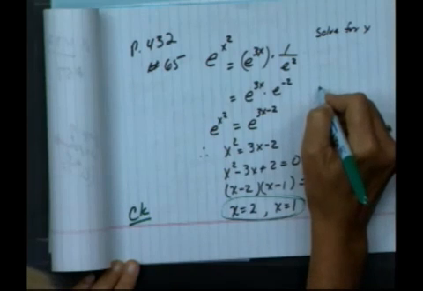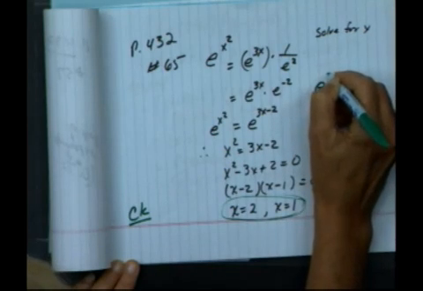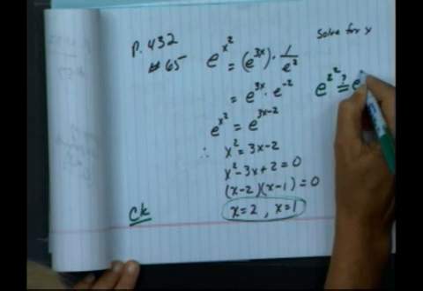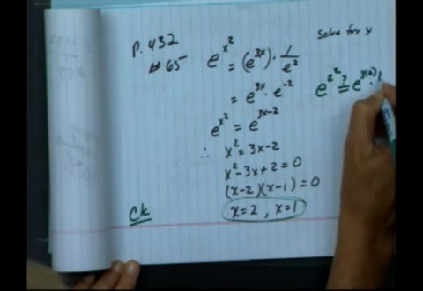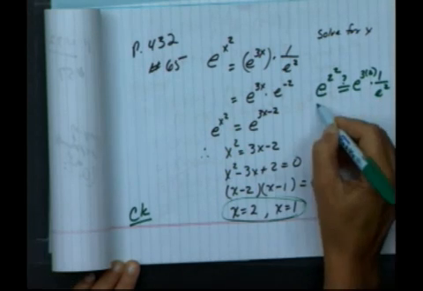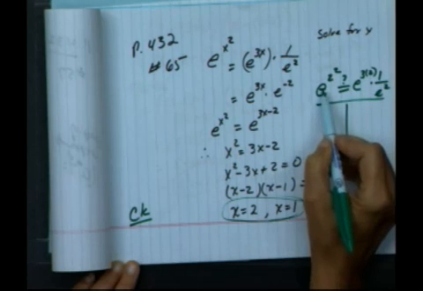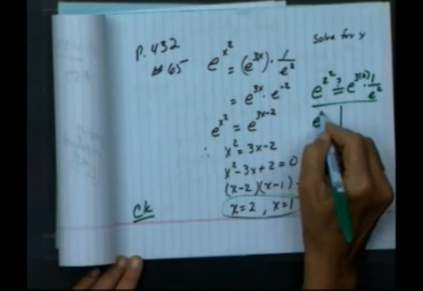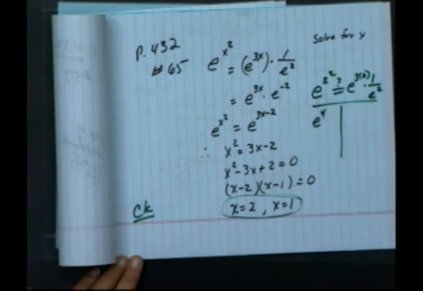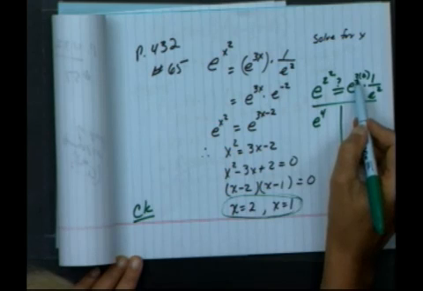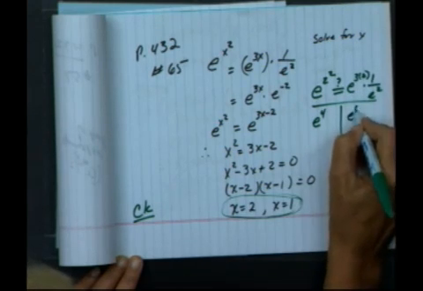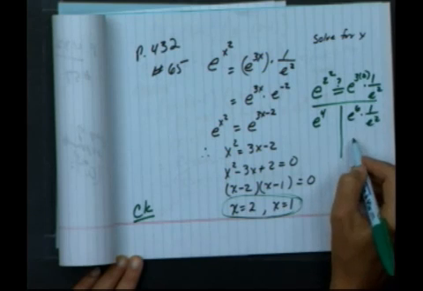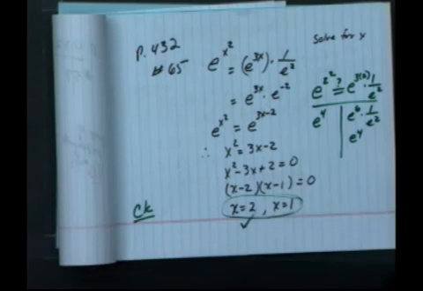So for our check, we want to know is e raised to the 2 squared, is that equal to e to the 3 times 2 times 1 over e squared? Okay, so if you have e squared squared, you will get what? e to the 4th. Okay? And here you have 3 times 2 is 6, e to the 6 times 1 over e squared. So e to the 6 divided by e squared is e to the 4th. So you know x equals 2 checks.